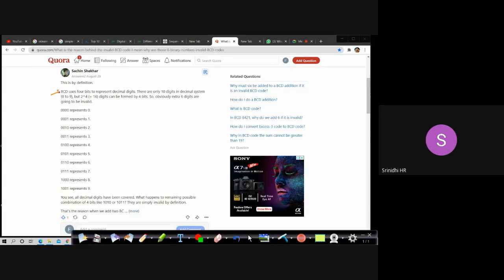BCD uses 4 bits to represent decimal digits. There are 10 digits in the decimal number system, from 0 to 9, totally 10 digits. But with 4 bits, what is 2 power 4? That is 16. So that is 0 0 0 0, where this is 2 power 0, this is 2 power 1, this is 2 power 2, and this is 2 power 3.